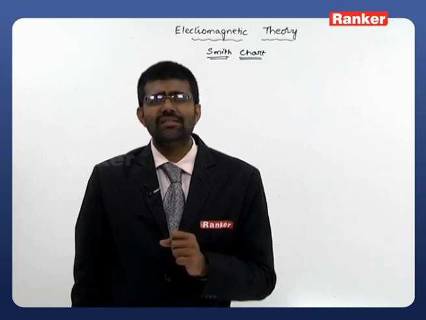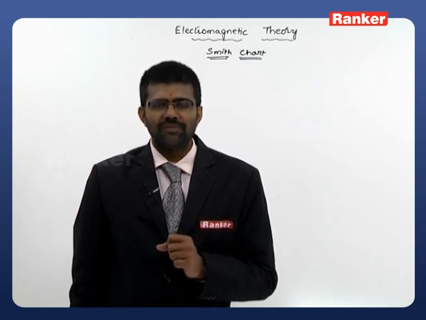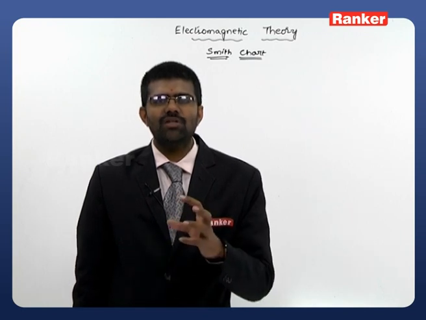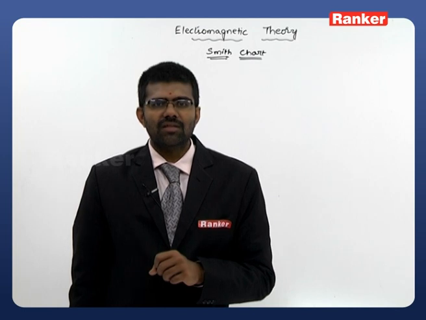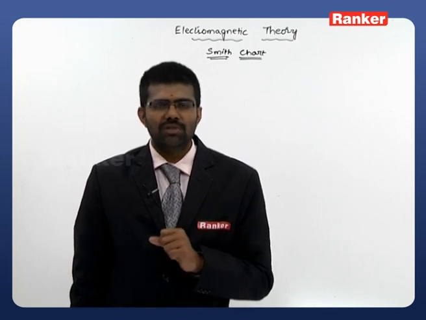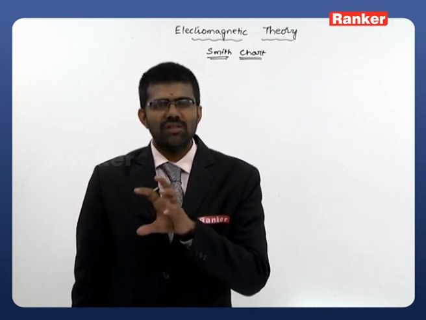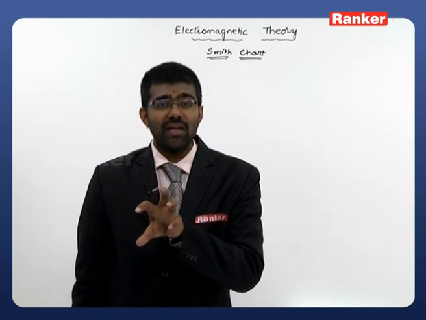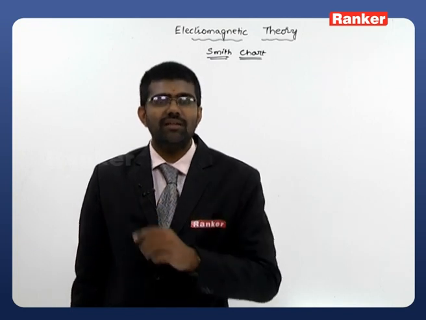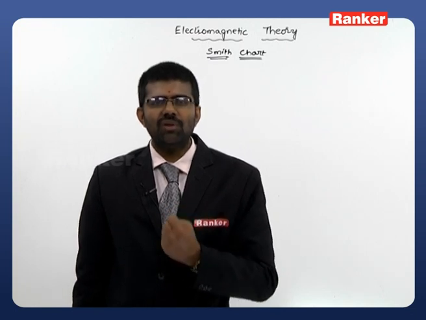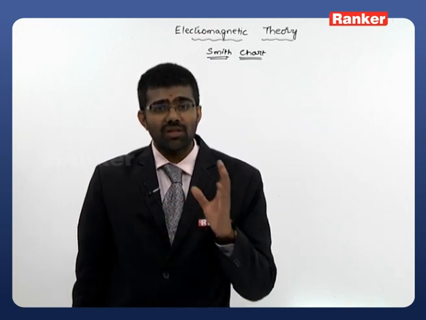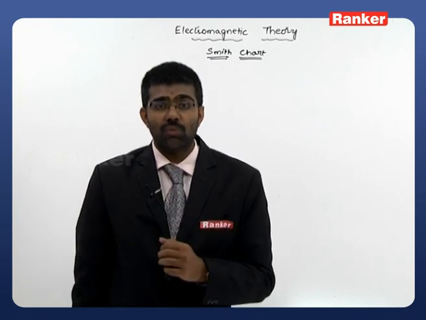So in those days a scientist called Philip Smith developed one chart based on a simple property of the transmission line, for the calculation of many more parameters in our transmission line. Using that chart you can calculate input impedance without using any calculator. We can calculate the reflection coefficient, the standing wave ratio, and the stub location. Later I am going to explain what a stub is.